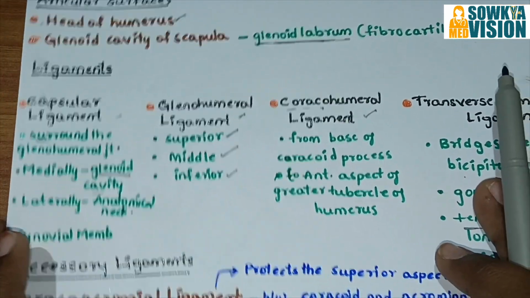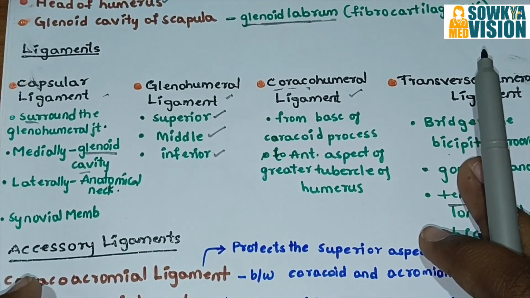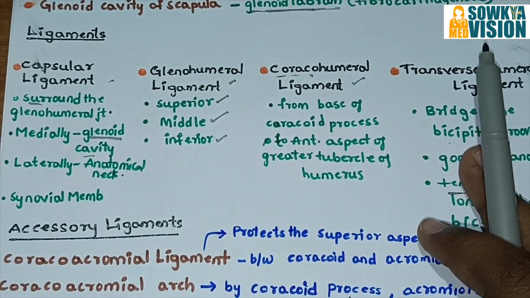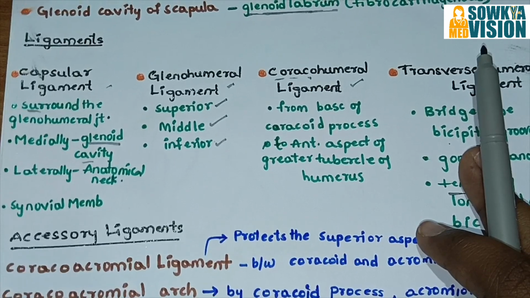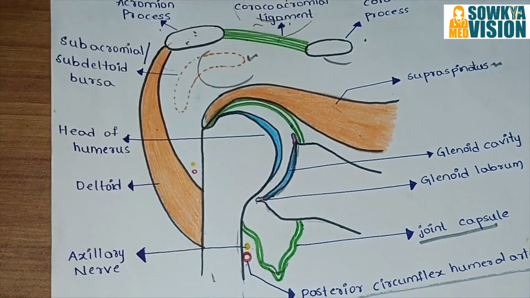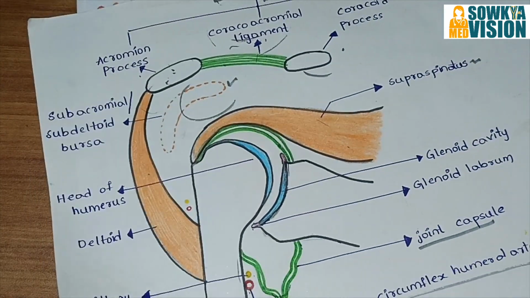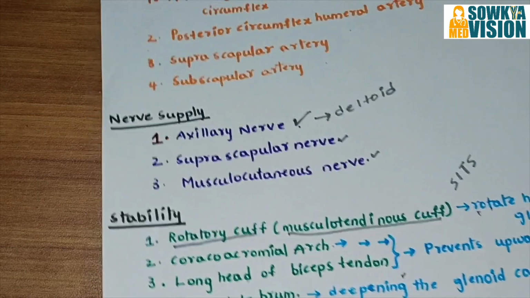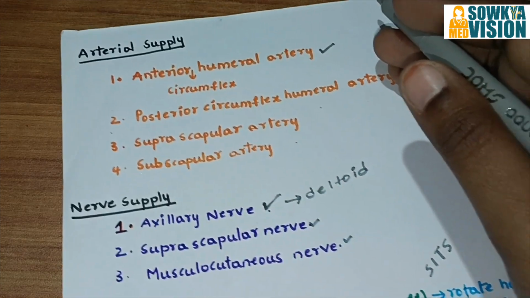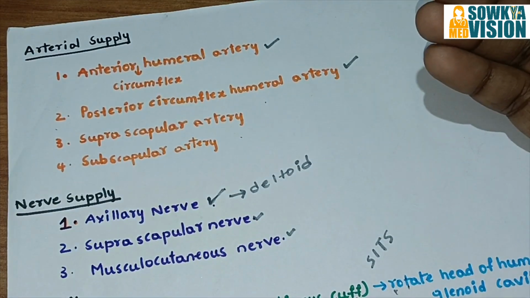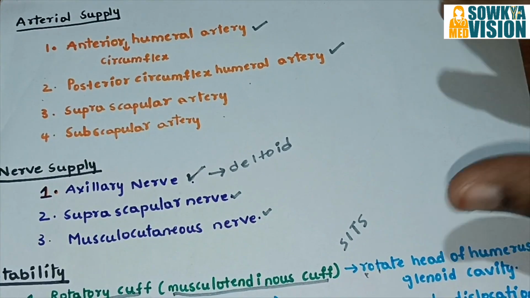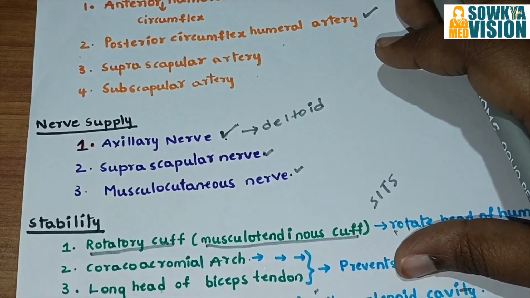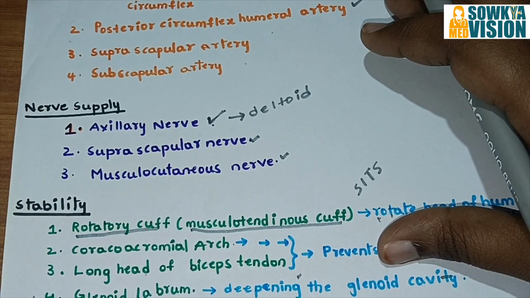Apart from these four, there are two accessory ligaments. They are the coracoacromial ligament and the coracoacromial arch. And now, what are the nerve supply and the blood supply to the joint? There are two major arteries, the anterior circumflex humeral artery and the posterior circumflex humeral artery, and the major nerve supply is by the axillary nerve.